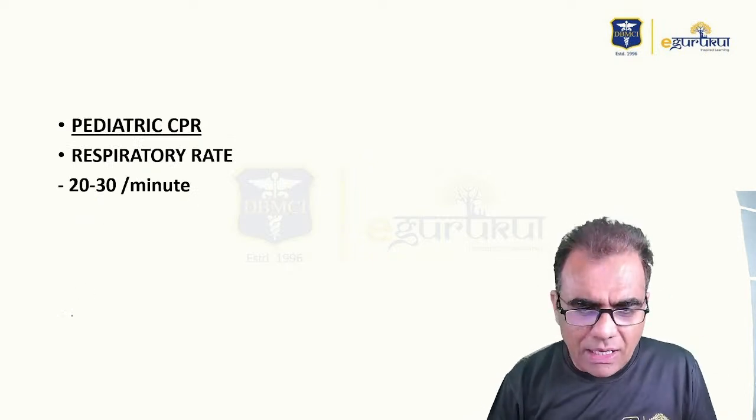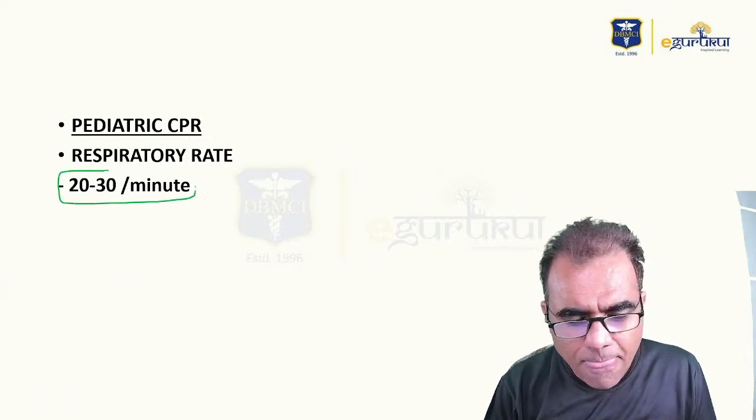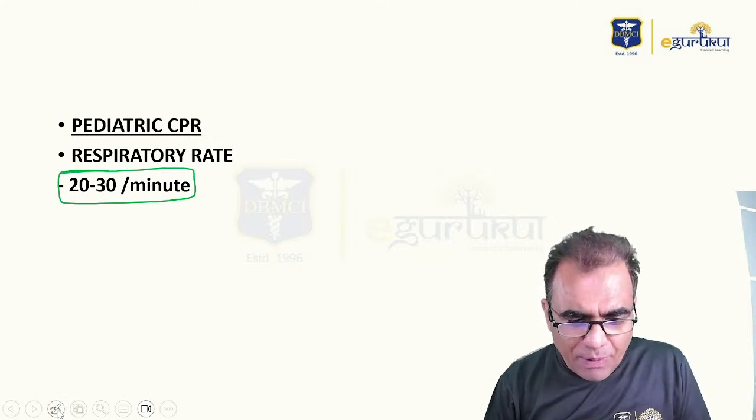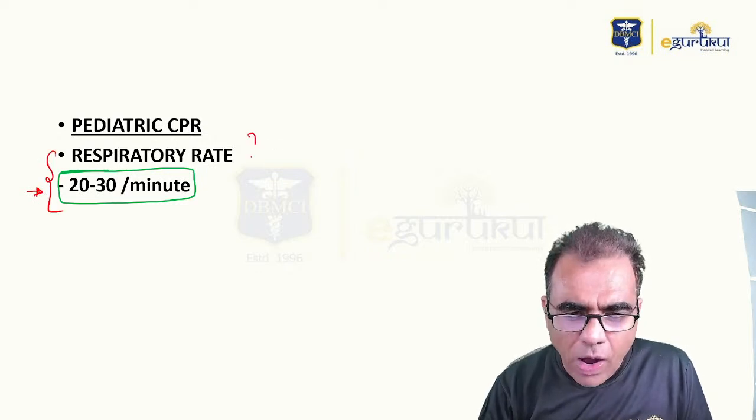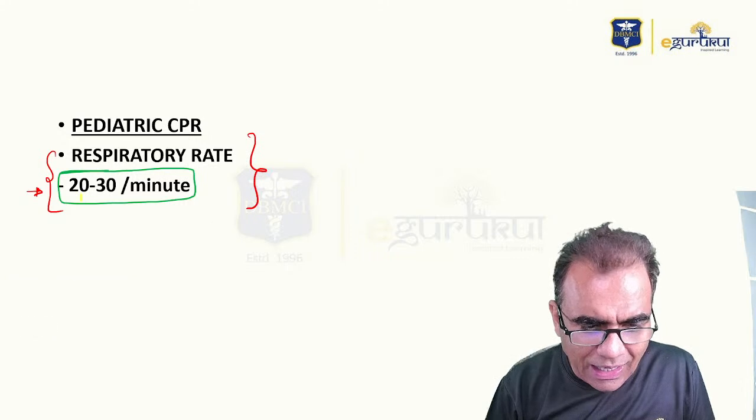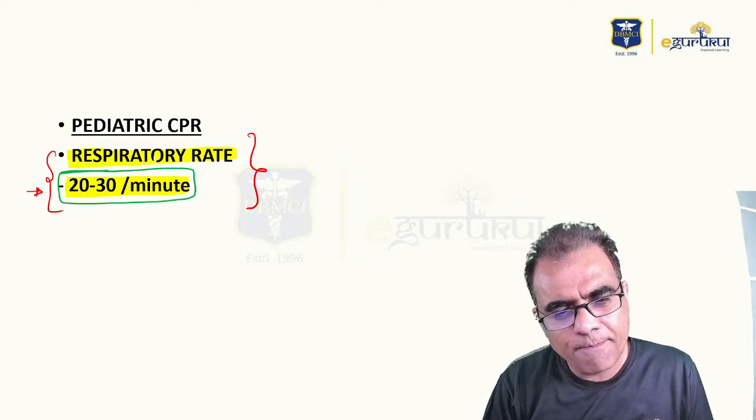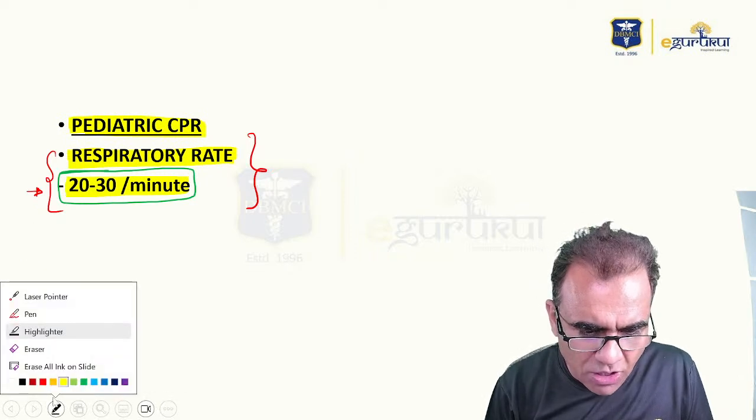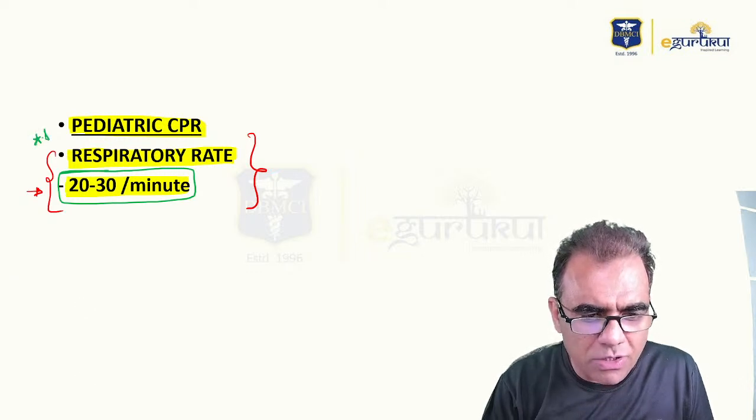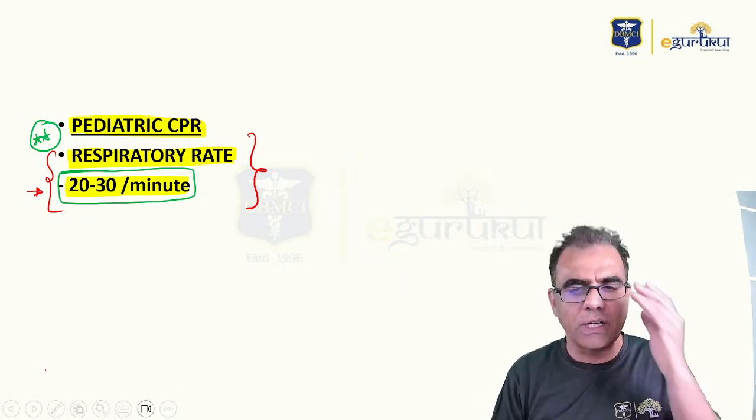Very important change: the respiratory rate now for pediatric age group is 20 to 30. Previously, you know, the respiratory rate for all age groups used to be 10. So for adults it is still 10, while for pediatric they have increased it from 10 to 20 to 30 per minute. This is the most important change you can say in AHA 2020 guidelines. So you can definitely expect a question on respiratory rate for pediatric age group. This is the most major change I will say. Rate has been increased to 20 to 30.